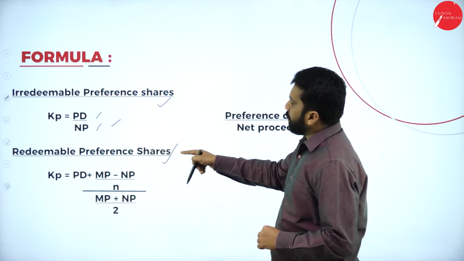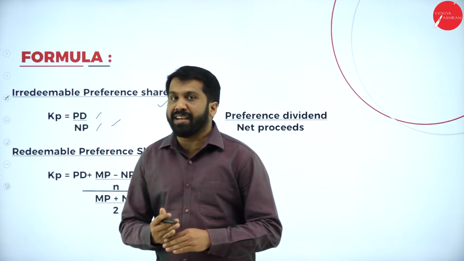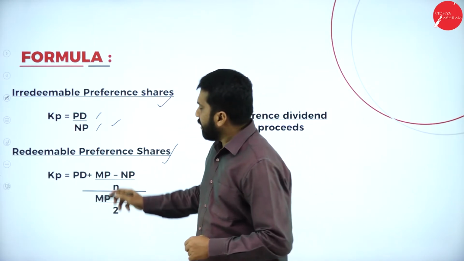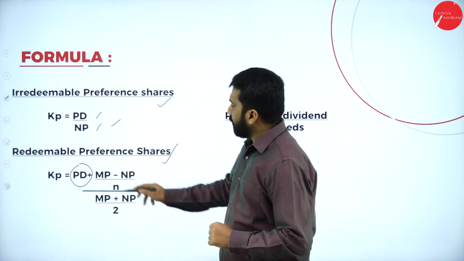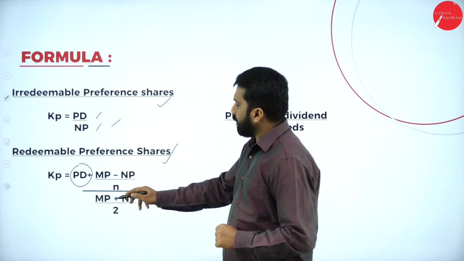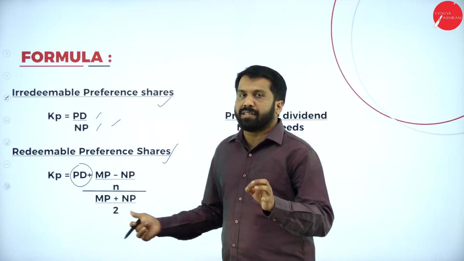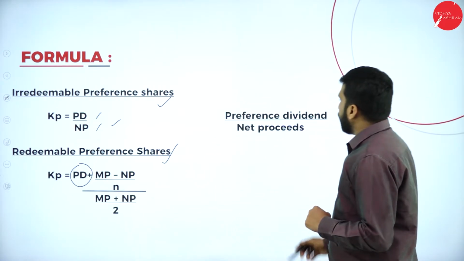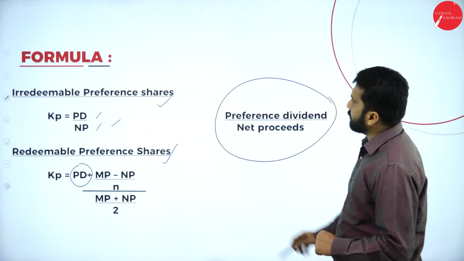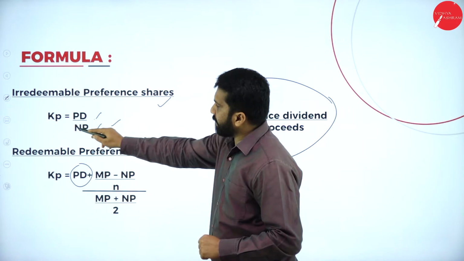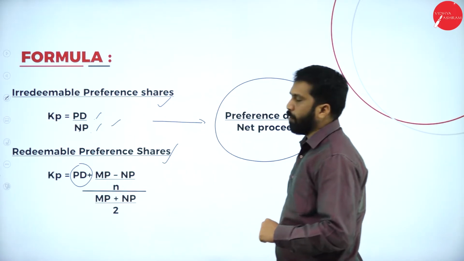Now, in redeemable this is simple, you can easily do it. Redeemable preference shares, what is the formula? Easiest one. Earlier we used to do interest. Here it is not interest, here it is preference dividend, plus the same, MP minus NP divided by N, over MP plus NP divided by 2. Any changes? Not even 0.5% changes in this. Now, preference dividend, how do you get it? Preference dividend divided by net proceeds. So this is the full form of this formula.